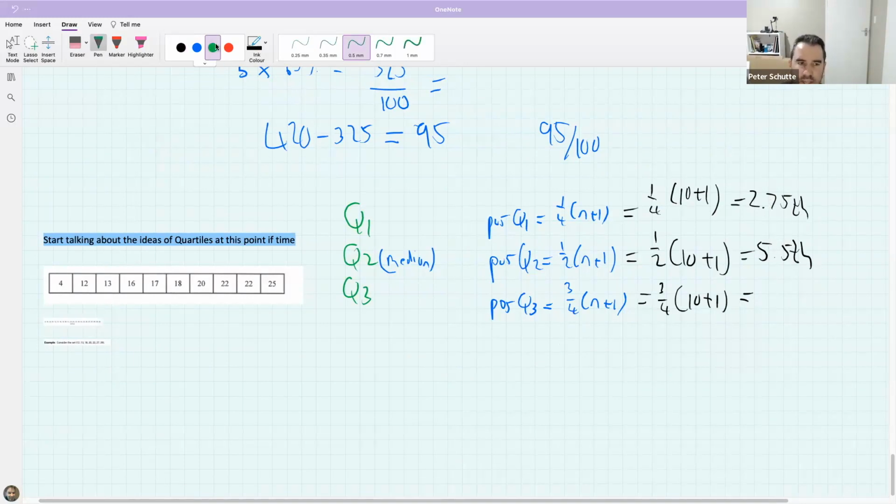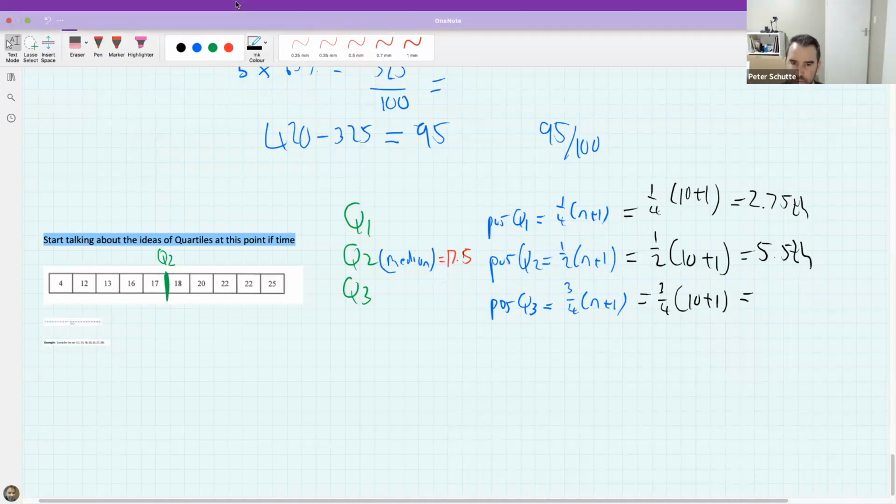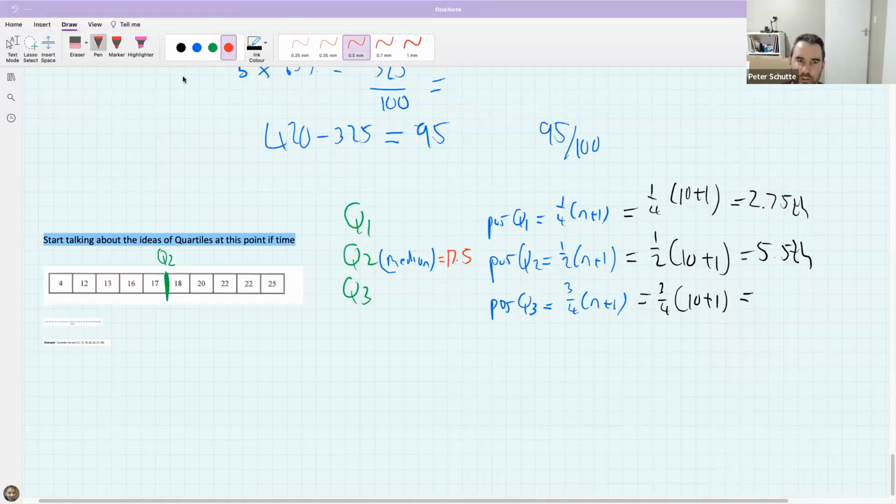So the median must be, I think the median is here, halfway between 17 and 18, which means the median should be the value 17.5. So that divides half the data below and half the data above. What do we think the value of Q1 is going to be? I think it's the 2.75 position. Yes, 2.75.